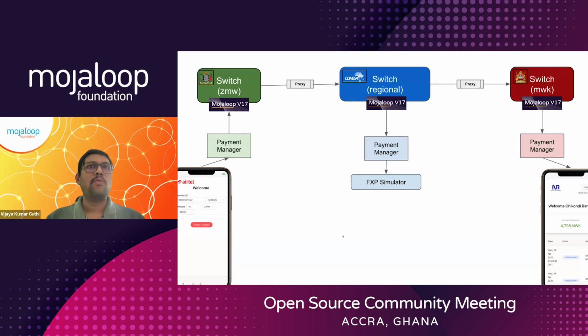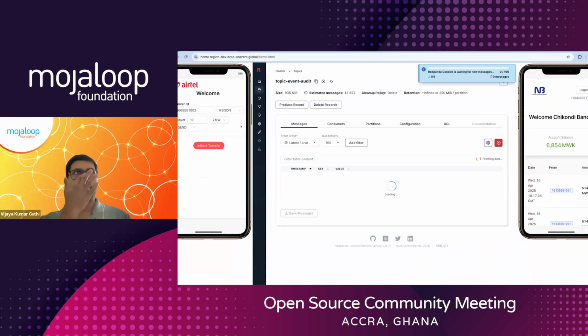And we have these mobile simulators. I can initiate a transfer using this payer mobile simulator, and we can see the inbound notification in the payee. So apart from these 2 mobile simulators and this FXP simulator, every other component is deployed in a production grade environment with the infrastructure as code, IAC. So all the proxies, payment managers, and these Mojaloop v17 switches. So everything is deployed in production grade quality. So with that, I'm going to show you the end-to-end transfer.